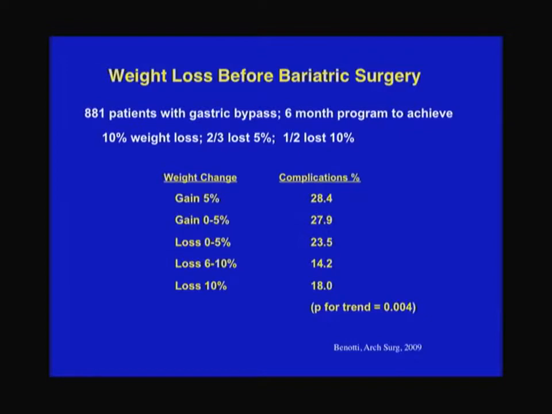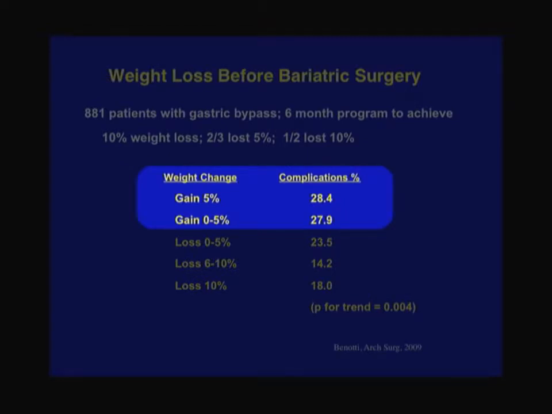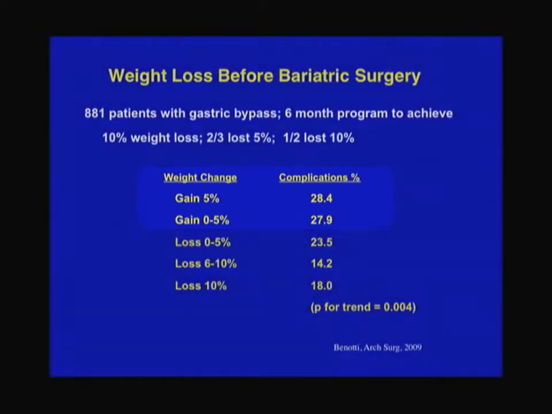This was a study that was recently published that was interesting because what they did was, before they did the surgery, they put people on a fairly intensive weight loss program to see what would happen if they lost weight before the operation. And the patients who lost weight before the operation did much better, had lower complication rates than those who did not lose weight before the operation. So that's our practice, is we strongly try to get people to lose weight before bariatric surgery.